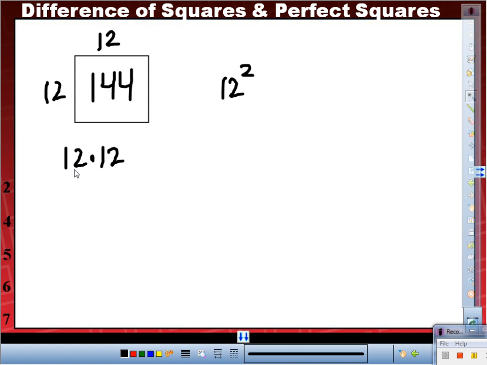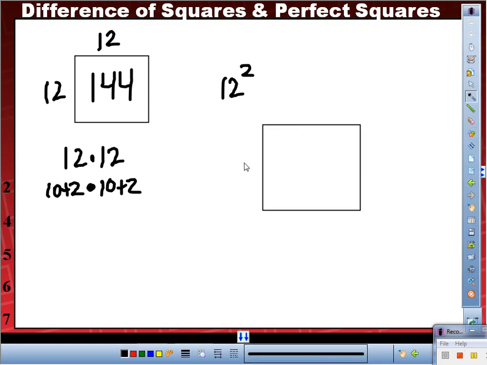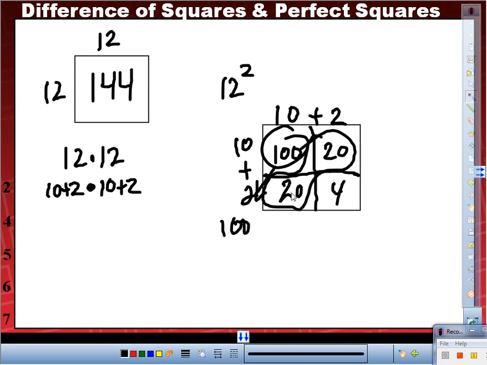So then, let's say I can rewrite this as 10 plus 2. Do you agree with that? Which means this is also 10 plus 2. Do you agree with that? So if I was to rewrite this whole thing again, it would be what? 10 plus 2 and 10 plus 2. Therefore, what is 10 times 10? 10 times 2. 2 times 10. 2 times 2. So if I was to simplify all this, this is 100, plus 20, plus 20, plus 4. This is 40 plus 4. And what is all this? 144.